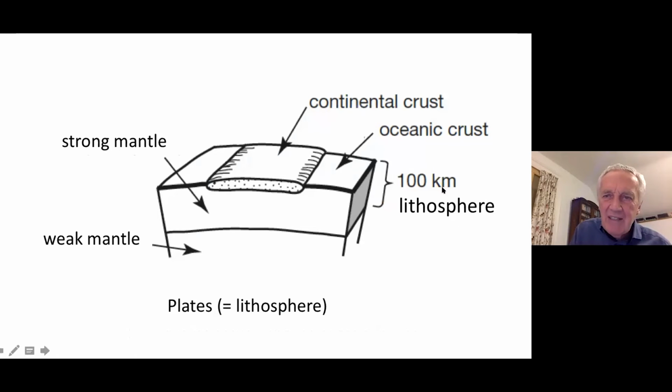The outer 100 kilometers of the Earth is called the lithosphere. And it's a combination of strong mantle with whatever crust is on top of it, either continental crust or thin oceanic crust. The combination makes this 100 kilometers of lithosphere. And below the lithosphere then is weak mantle. And the lithosphere is divided up by these deep fractures into separate plates. Right, let's look then at what happens when the plates are moving apart.